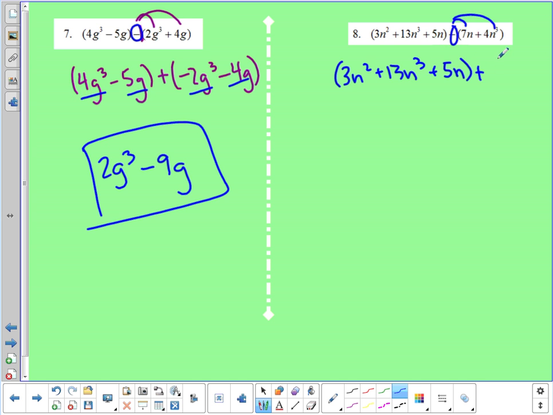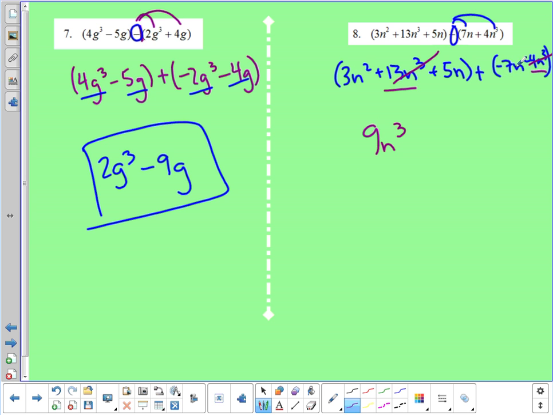So now this is adding negative 7n minus 4n to the third. So now I can combine my like terms. I have thirds here. 13 minus 4 gives me 9. So I have 9n to the third.